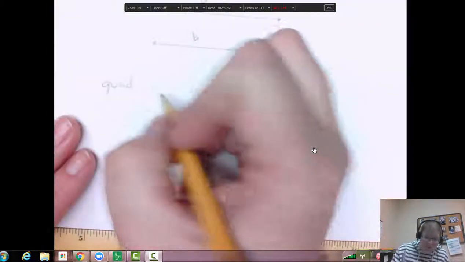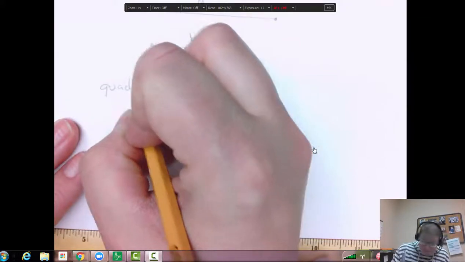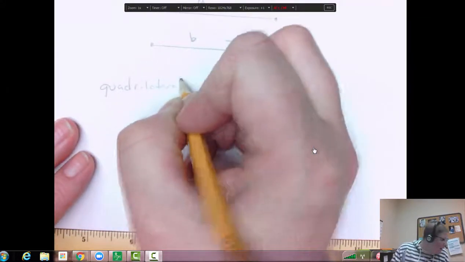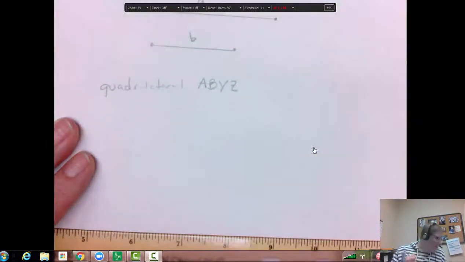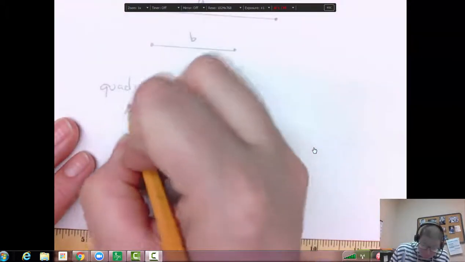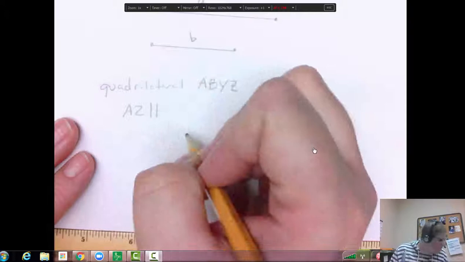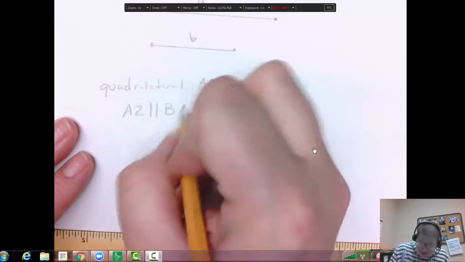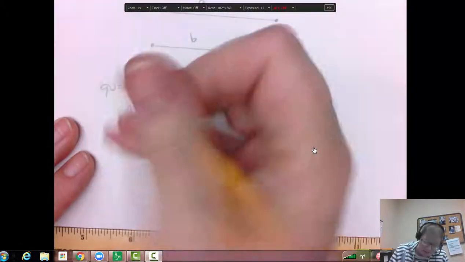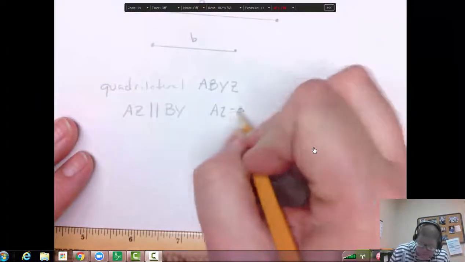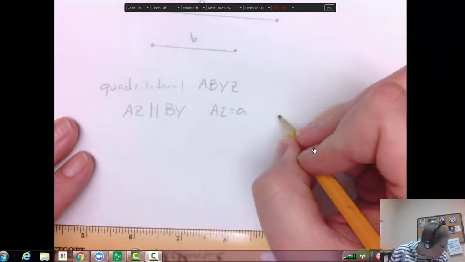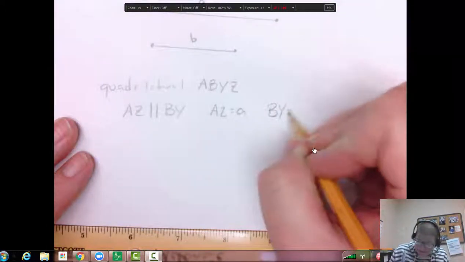So we're going to say quadrilateral ABYZ. And I want AZ to be parallel to BY. I think the notation's probably what's tricking most people on a lot of these questions. And they say AZ is equal to little a, that's our length up here, and BY is equal to little b.